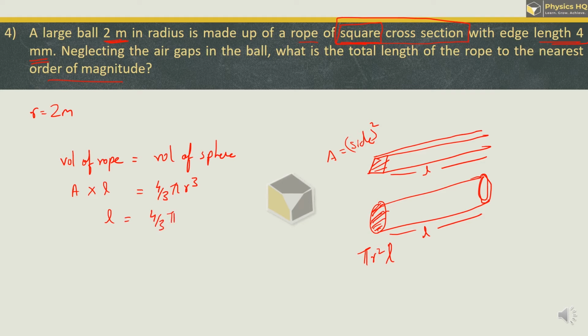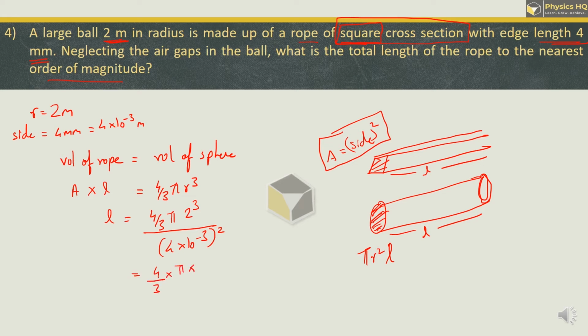So we got 4 by 3 pi r, which is 2, cube divided by area for this cross section, which is, as I said, side square. The side of square is given as 4 mm. Okay, or we can write it as 4 into 10 raised to minus 3 meter. So what we'll have is 4 into 10 raised to minus 3 whole square will give me the area. Let us try to simplify this. So we got 4 by 3 into pi into 2 cube will be 8 divided by 4 square will be 16 multiplied by 10 raised to minus 3 square will be minus 6.